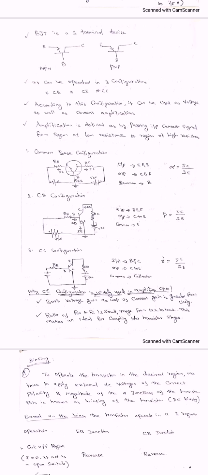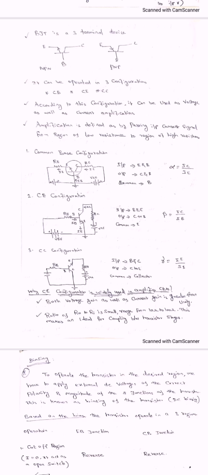In common base configuration circuit, the input terminal is the emitter terminal. The input is given to the emitter and base terminal, and the collector terminal is the output terminal. So the output is taken from the collector to base terminal, and base is common to both input and output. So here I am mentioning input is emitter and base, output is collector and base, and the common terminal is base.